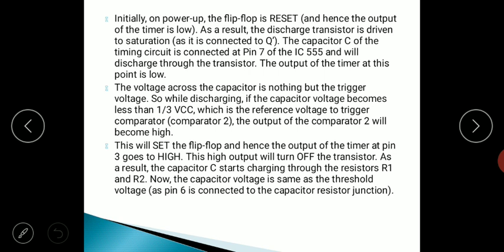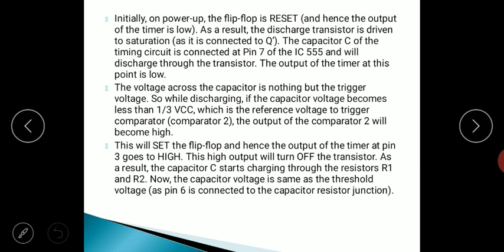As a result, it provides a discharging path, and the capacitor C will discharge through this transistor and through the resistance R1. And the output of the timer at this point will be low. Now the voltage across the capacitor is nothing but the trigger voltage. So when the capacitor is discharging and the capacitor voltage falls below 1/3 of VCC, the comparator output 2 will become high. That is, while the capacitor is discharging, its voltage level goes on decreasing.